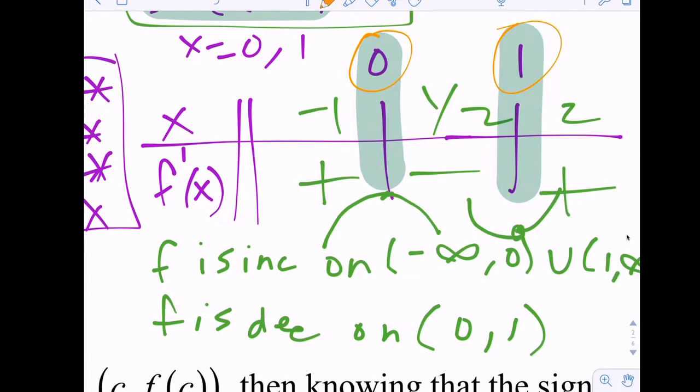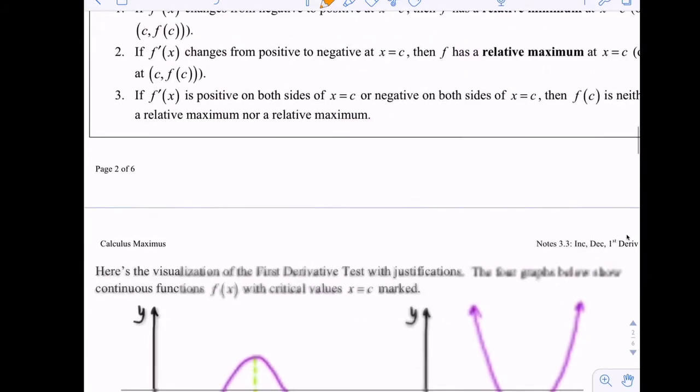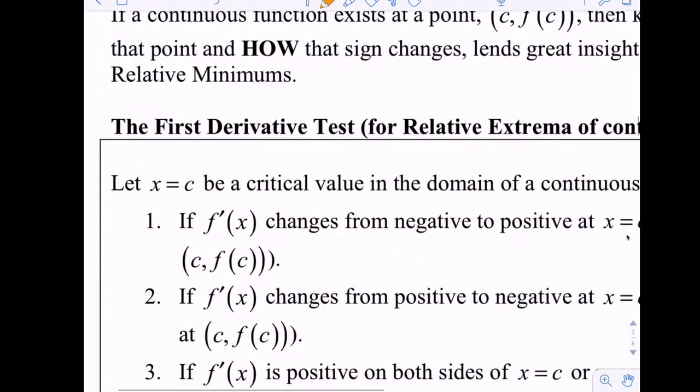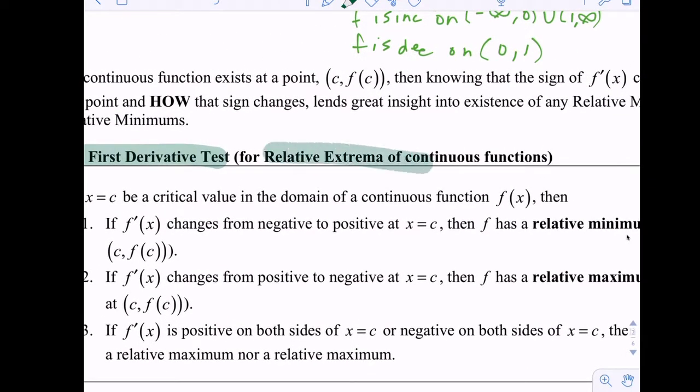Okay, so that's what we're going to start with today. It's called the first derivative test. And what it does is it uses information about the first derivative on either side of a critical value to determine if that critical value is the location of a local max or a local min. So here we go. This is the first derivative test. And what is it a test for? It's a test for relative extrema for continuous functions.